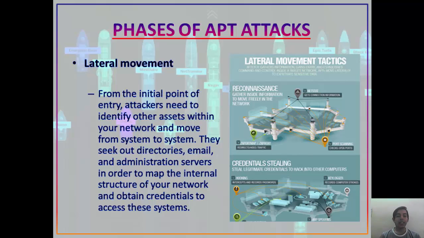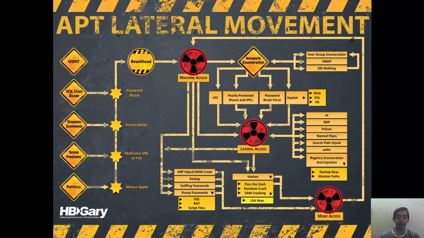Now, the fourth phase of an APT attack is basically lateral movement. From the initial point of entry, attackers need to identify other assets within your network and move from system to system. Suppose I have gained access to one system within an organization. Using that system, I may want to gain access to other systems in the same organization. That is basically lateral movement. They seek out directories, emails, and administration servers in order to map the internal structure of your network and obtain credentials to access these systems.